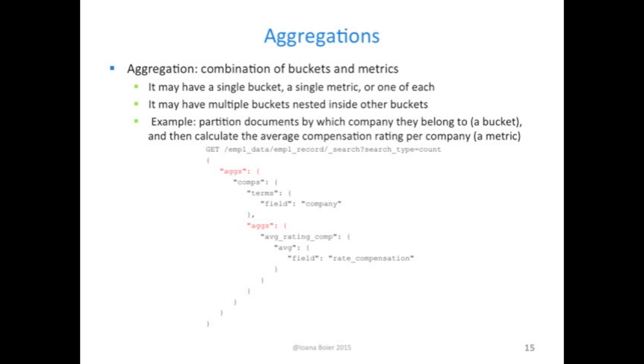Aggregations are another powerful concept in Elasticsearch. I found them particularly useful for discovering unknown or forgotten data categories. In this example, we partition the reviews by company, and then within each of the resulting buckets, we compute an average compensation rating.